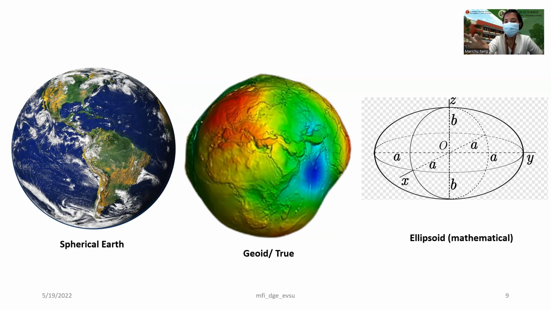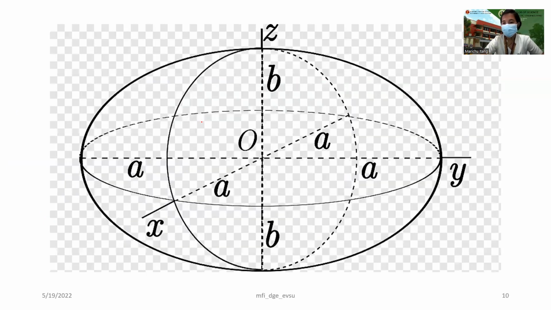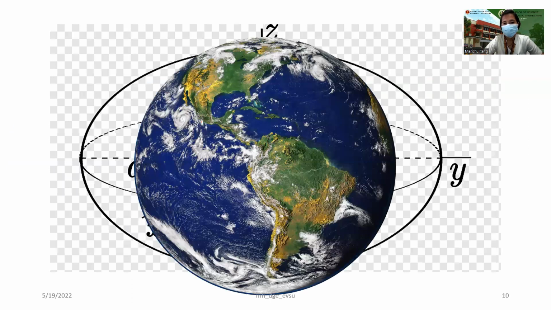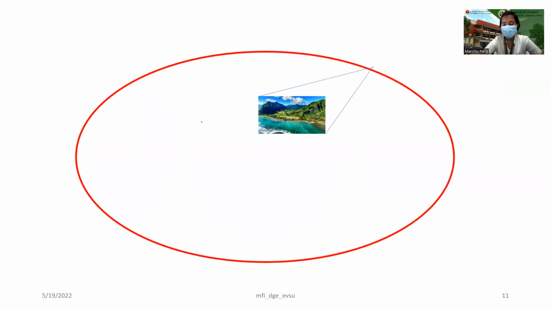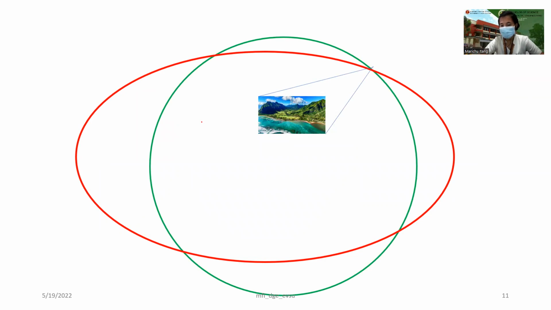If we combine these three surfaces of the Earth, we call these three the reference surfaces of the Earth. Let's say this is the ellipsoid, and then we combine the three. This is the actual sphere shape of the Earth, and this is the geoid. Let's delineate the boundary between the three. So this is the ellipsoid, this is the spheroid, and the blue one, the last one, is our geoid.